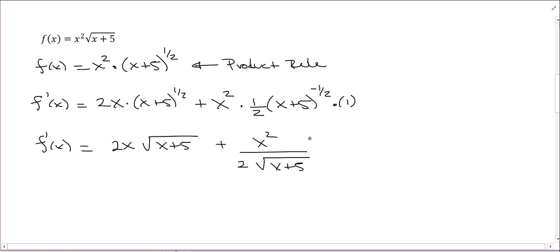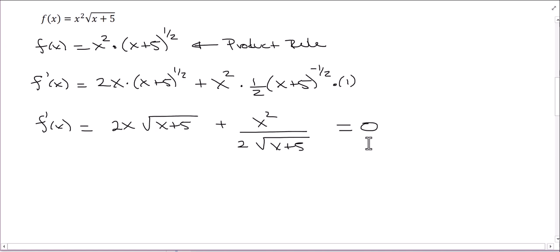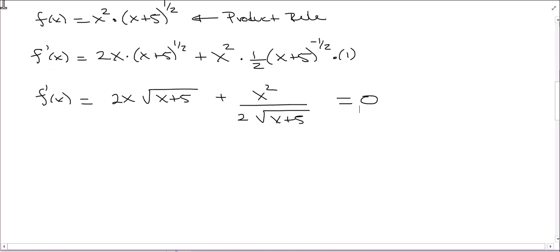And now we need to find critical numbers, so set that equal to 0. One thing we can do is get a common denominator. There's a number of things you can do, right? You can subtract this to the other side and then cross multiply and try to solve for x that way. I'm just gonna do a common denominator. So my common denominator is 2 times the square root of x plus 5.